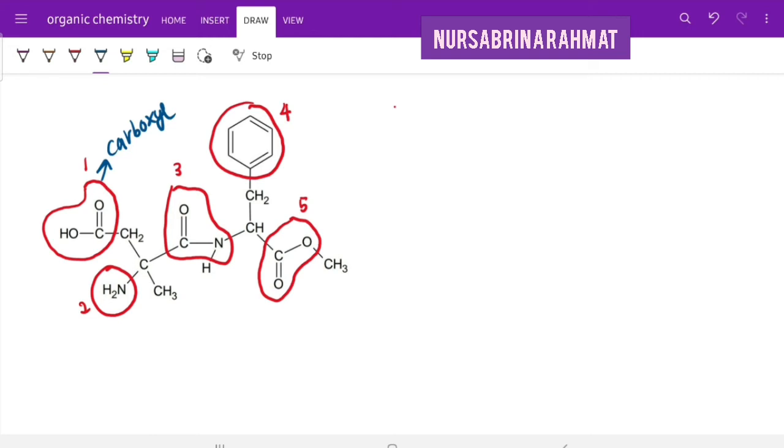Okay, so the second one is NH2, a single bond to another carbon. So this is amino. Okay, and the third one is C double bond O, and that C is directly bonded to a nitrogen, just like in your amide. Okay, so this is carboxamide.